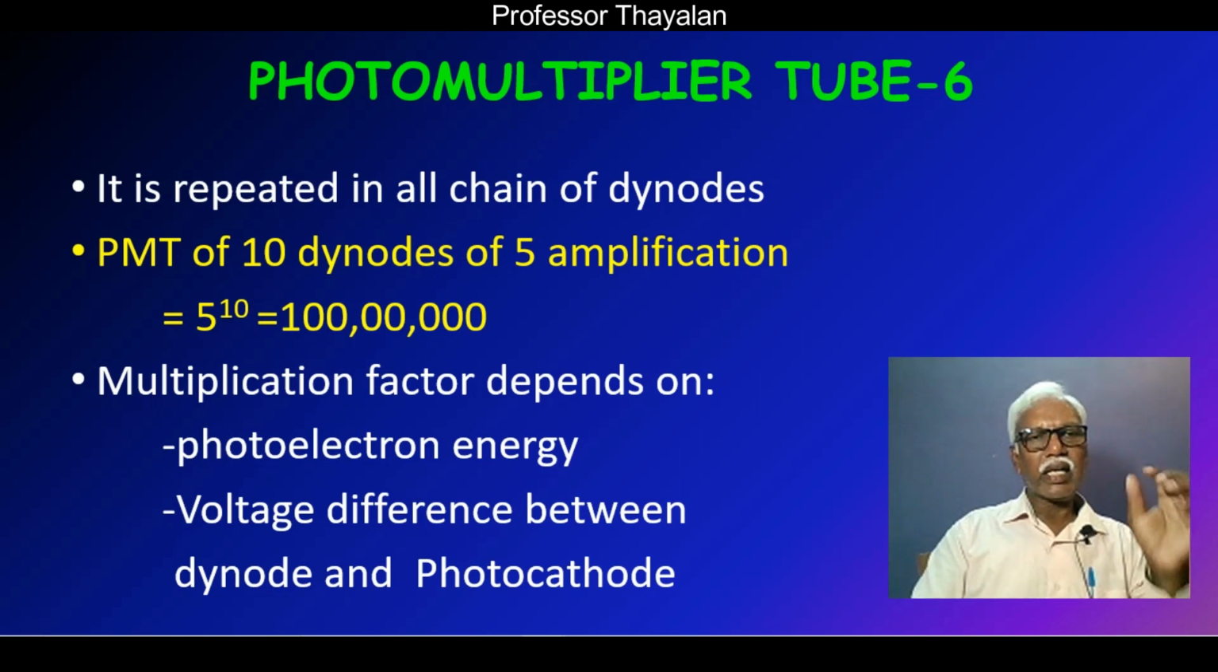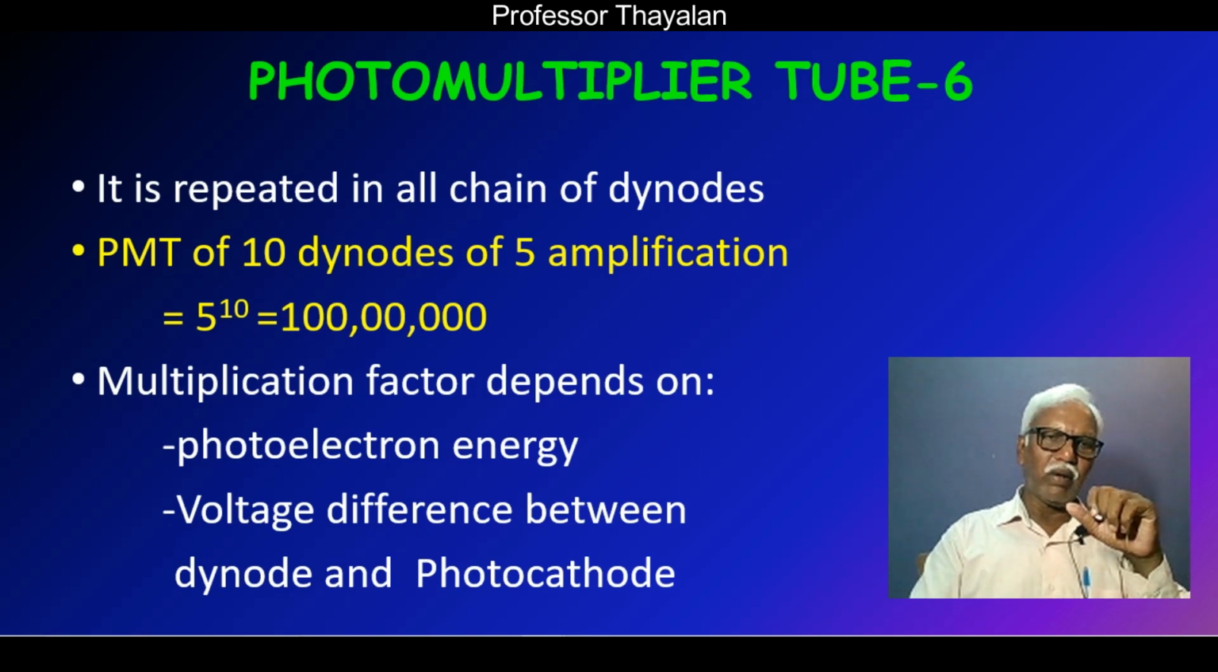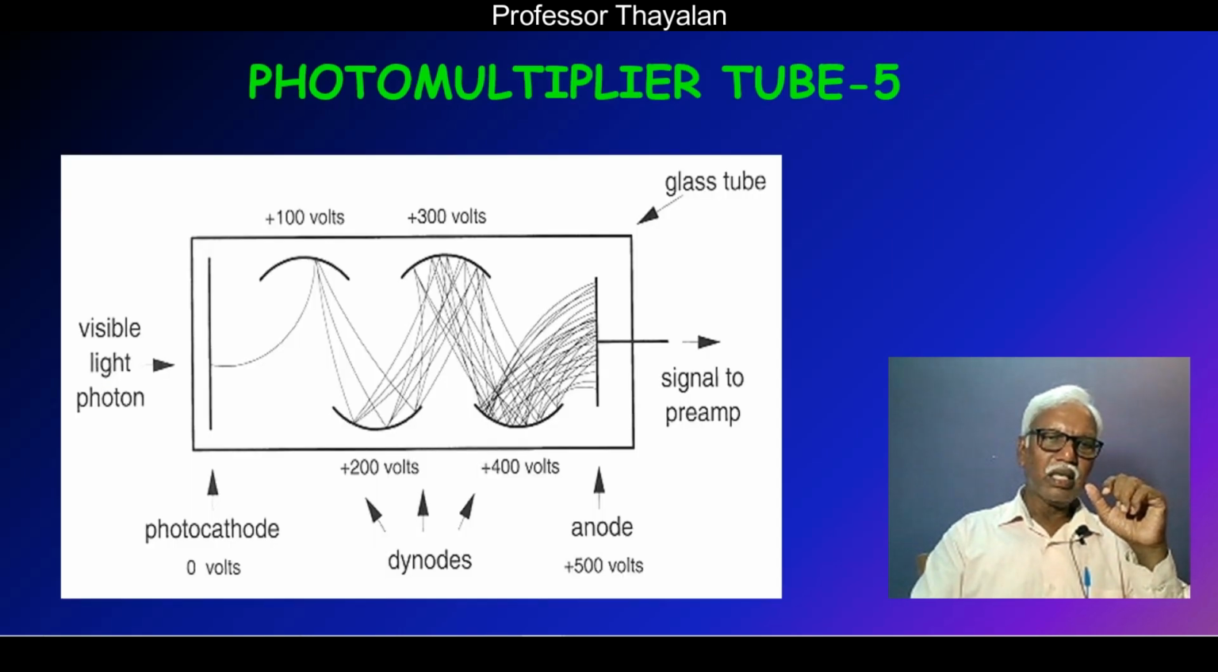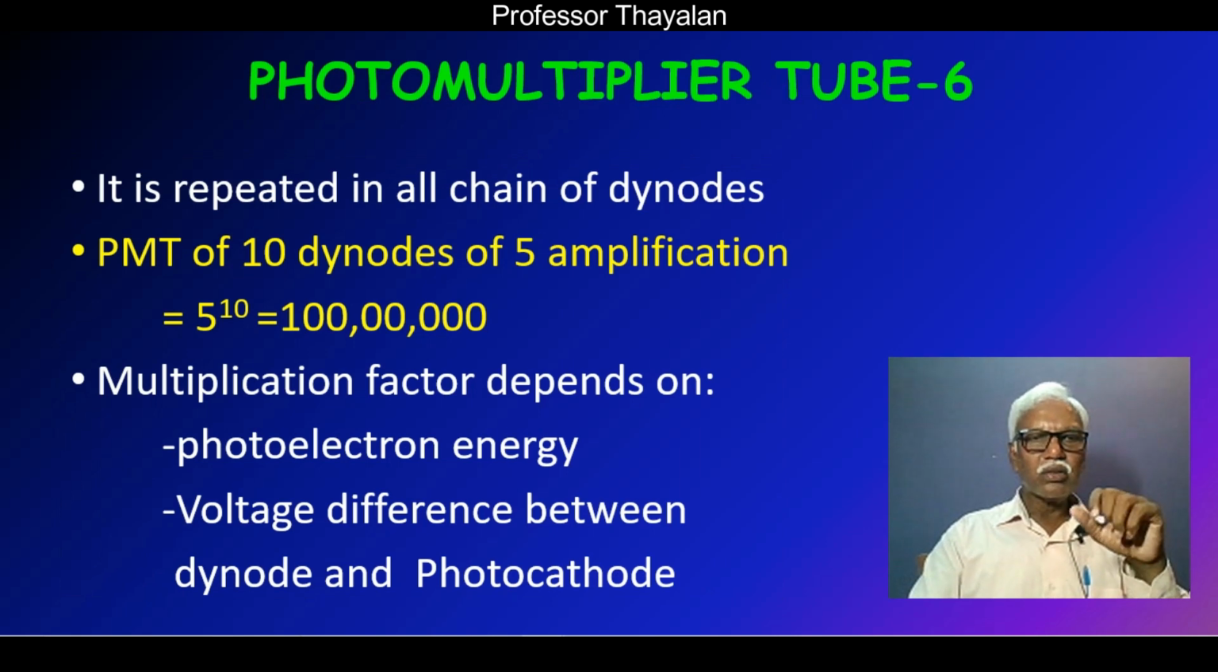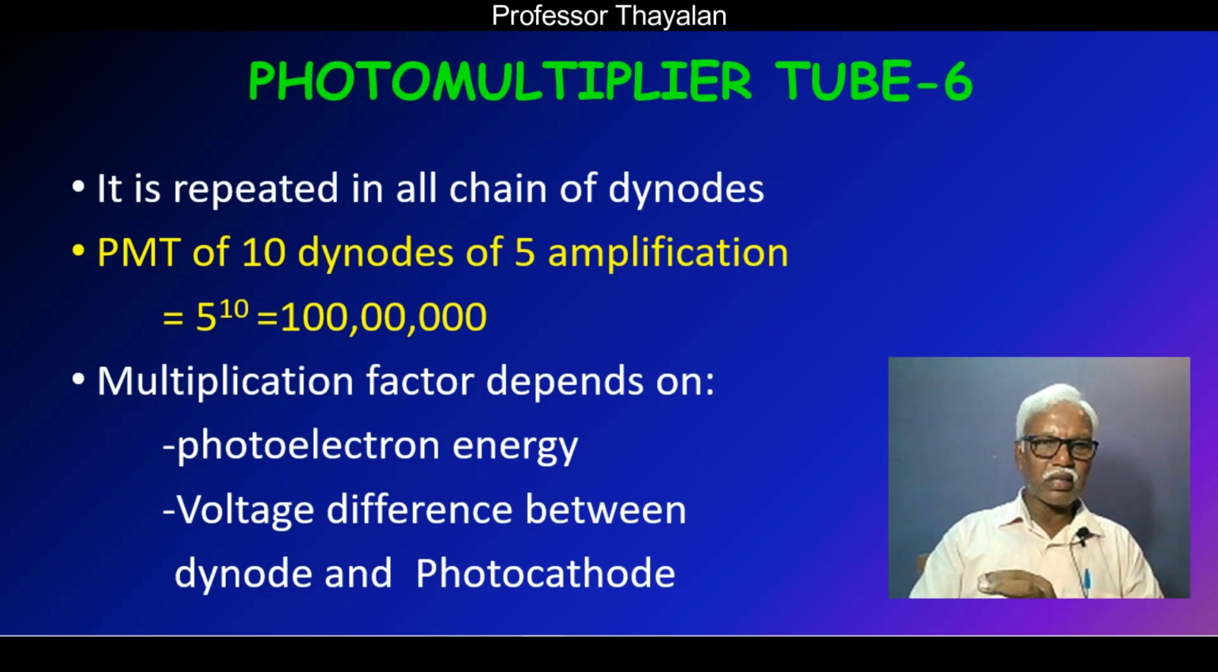So suppose you take a case of 10 diodes with amplification of 5, the total amplification is 5 power 10, that is about 100 lakhs. So therefore the number of electrons produced here is equal to 1, and you will get 100 lakh electrons at this point. So this is what we call the multiplication factor. What does the multiplication factor depend on? The multiplication factor depends on photoelectron energy and the voltage difference between the diode and the photocathode.